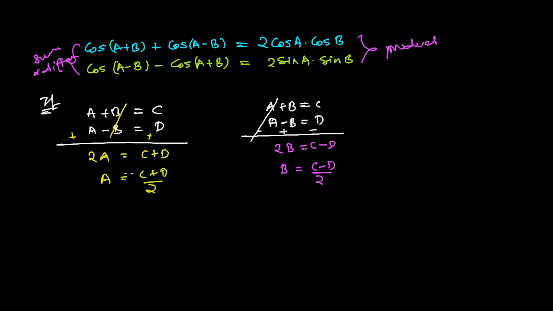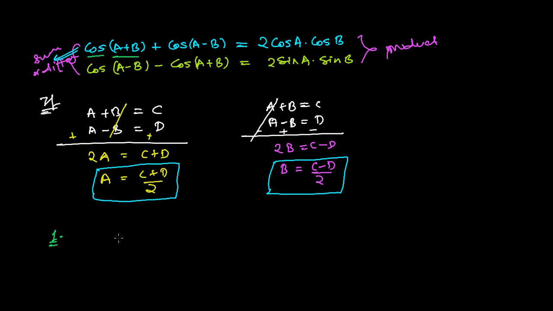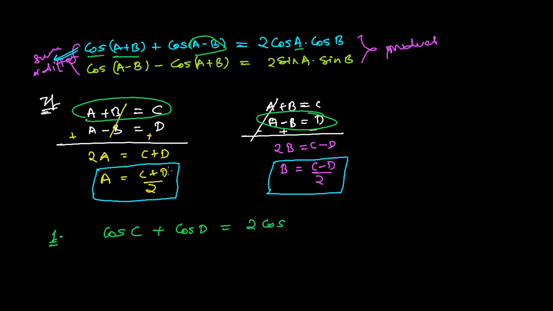Now what I'm going to do is replace all the a by c plus d by 2 and all the b by c minus d by 2. So how will the equation turn up? Let's deal with the first equation. Cosine of a plus b, which we have imagined as c, so it is cosine of c, plus cosine of a minus b, which we supposed as d, so cosine of d, equals twice of cosine of a, that is c plus d by 2, times cosine of b, that is c minus d by 2.